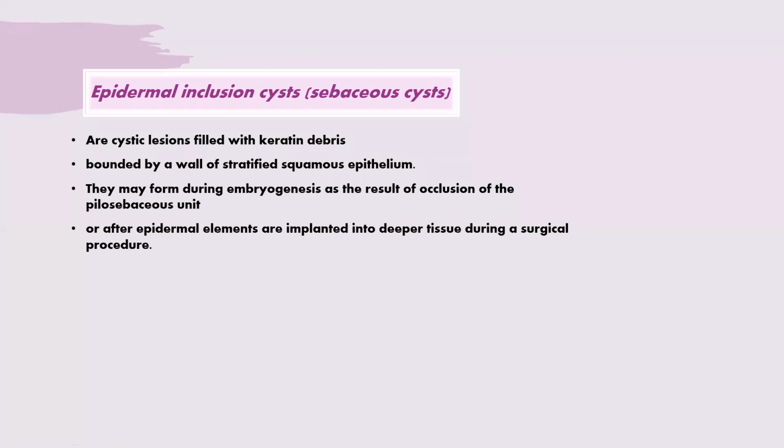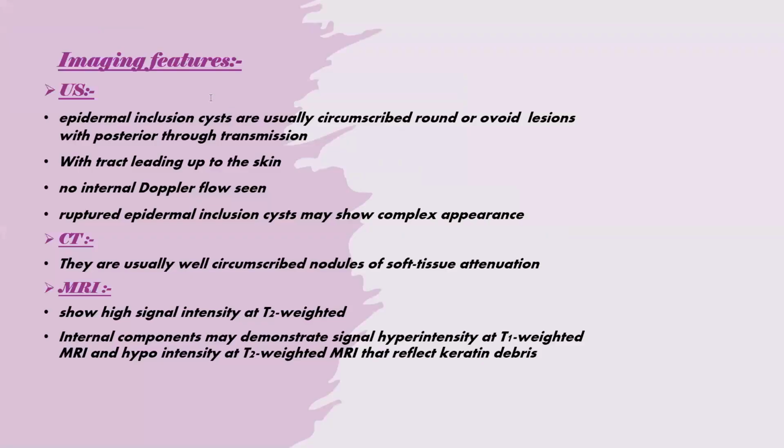The imaging feature by ultrasound: epidermal inclusion cysts are usually circumscribed round or ovoid lesions with posterior through transmission, with a tract leading up to the skin. No internal Doppler flow is seen. Ruptured epidermal inclusion cysts may show a complex appearance. On CT, they are usually well-circumscribed nodules of soft tissue attenuation.